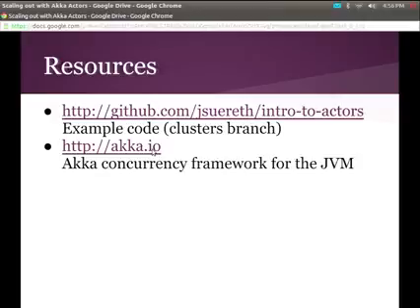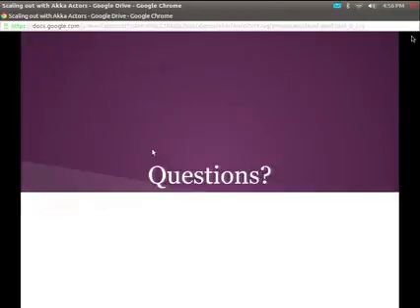So with that, any questions? Yes? Are there any tools to monitor the health of the cluster? So the question is, are there any tools to monitor the health of the cluster?